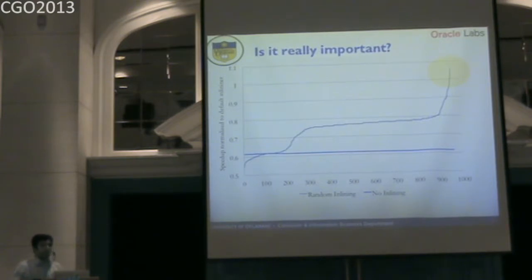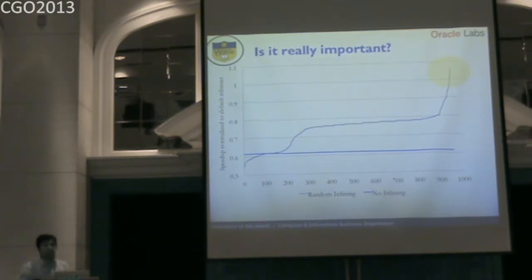So to motivate this particular work, we tried to show how important method inlining is. The dark blue line that you see is basically if you did not do any method inlining. On the y-axis is speedup normalized to the default inliner. If you didn't do any inlining, you got 60% of the performance, so you had a 40% performance drop. The other line that is shown is just random inlining decisions. What if you just had a coin toss for a random inliner?